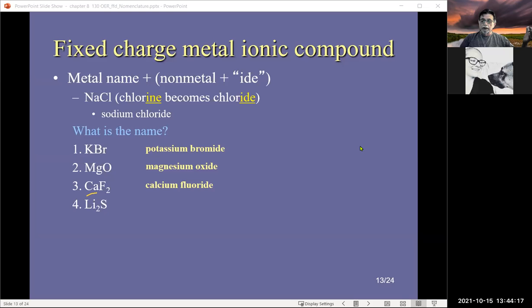Okay. Here we got lithium. And then the sulfur, when it becomes ionic, is sulfide. Notice the trend on the anions, ide, ide, ide, ide, all the way down. Okay. And then we got silver. Chlorine becomes chloride, just like the fluoride and just like the bromide.